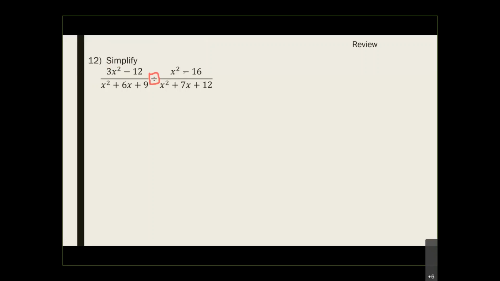So how do we divide? Remember, ladies and gentlemen, how do we divide rational expressions? Well, to divide rational expressions, remember, we need to change it to multiplication, right? And then take the reciprocal. So again, the first thing we need to do is division. We need to change it to multiplication and then take the reciprocal of the second item.